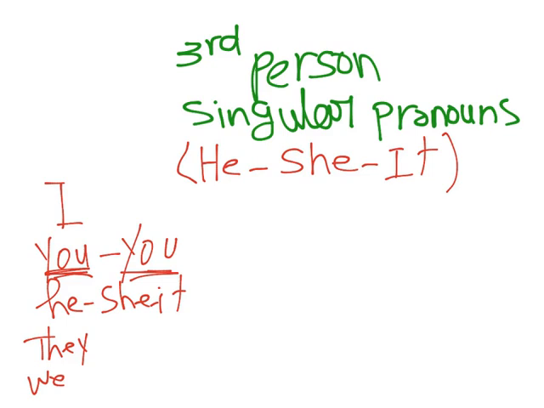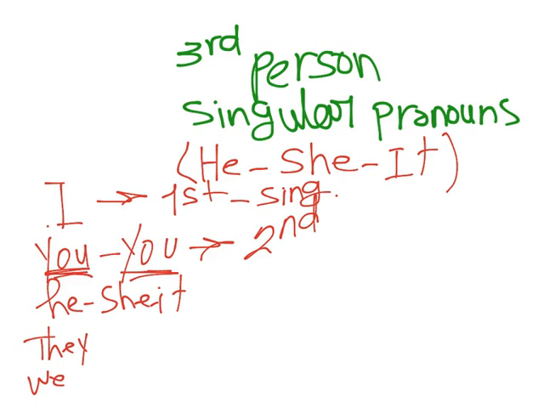So just moving on. I is called first person, you is called second person. I is first person singular, because when I say I, I only mean one person, which is me, myself. You could be singular and plural, because I could be talking to just one person, or I might be talking to more than one person, so it's both singular and plural.